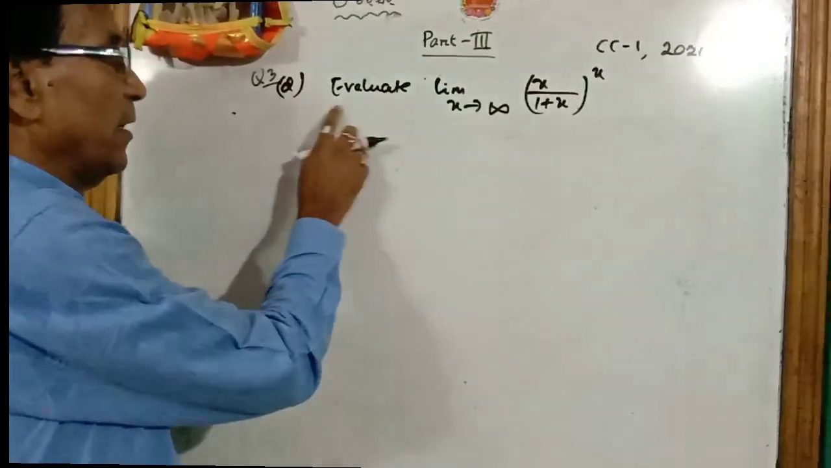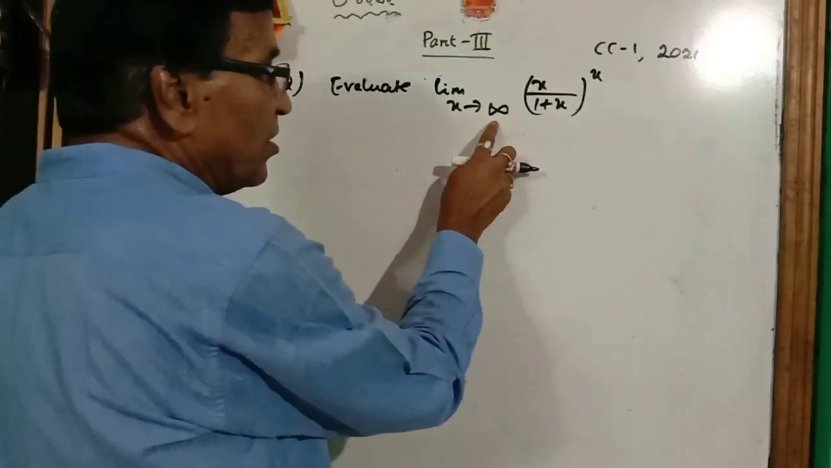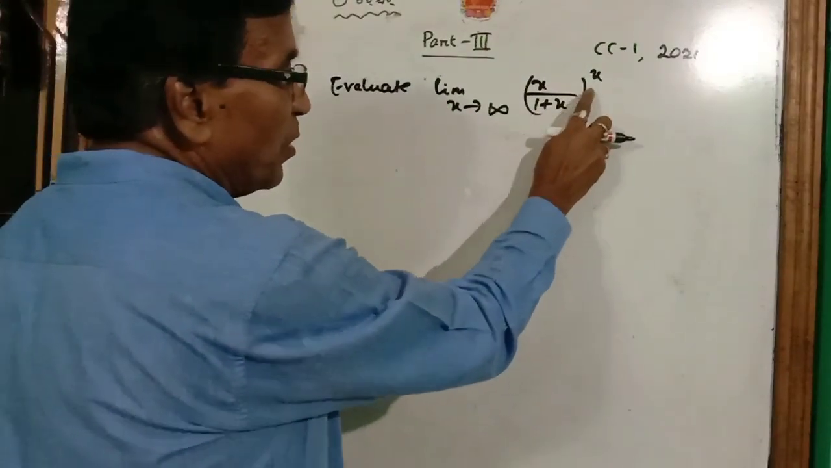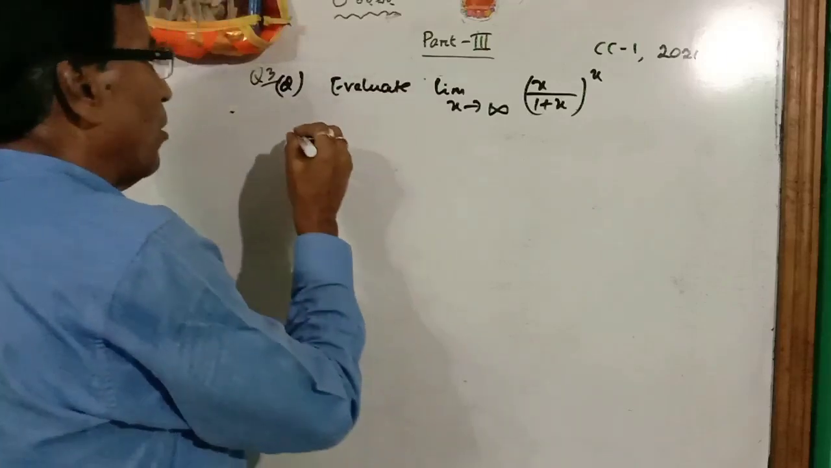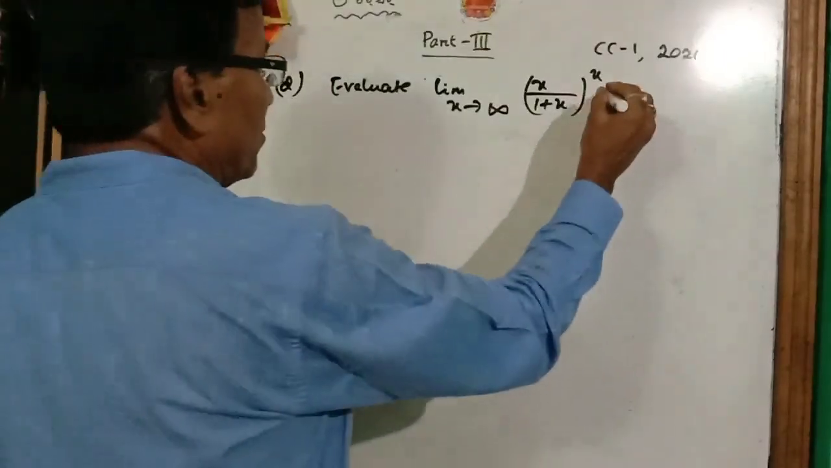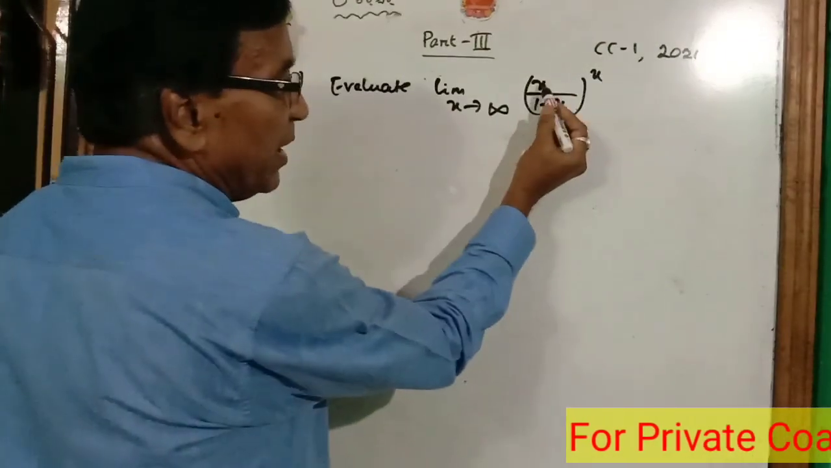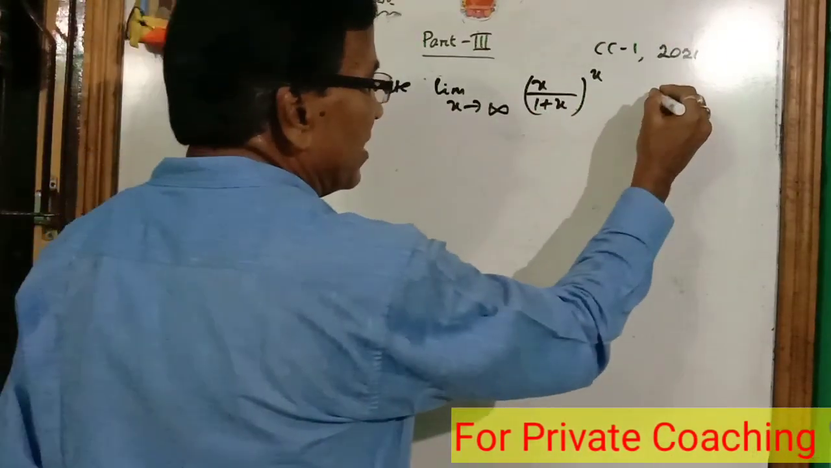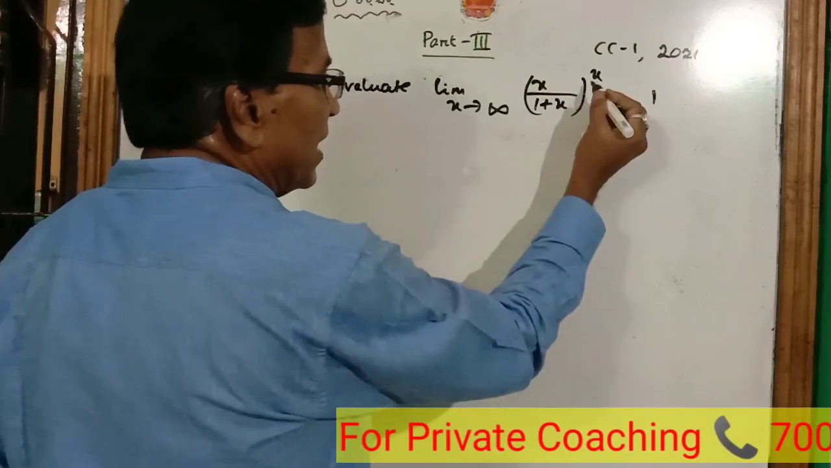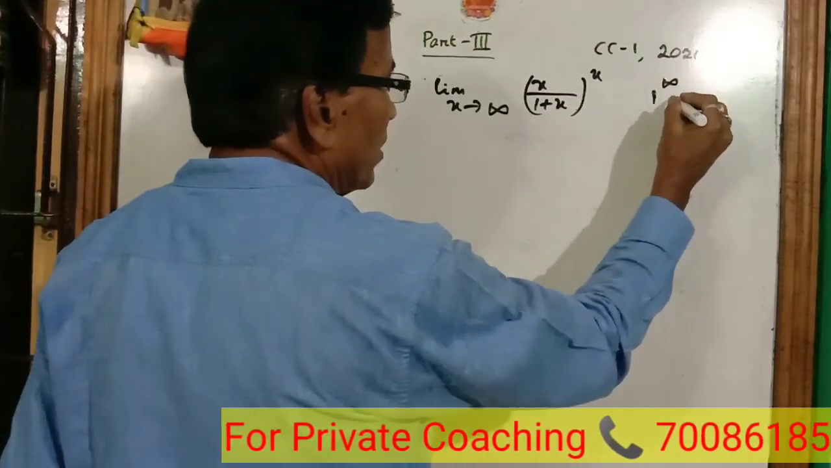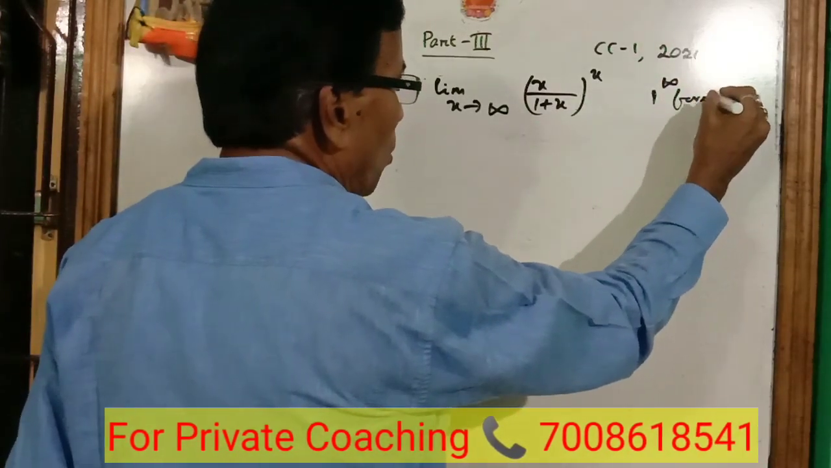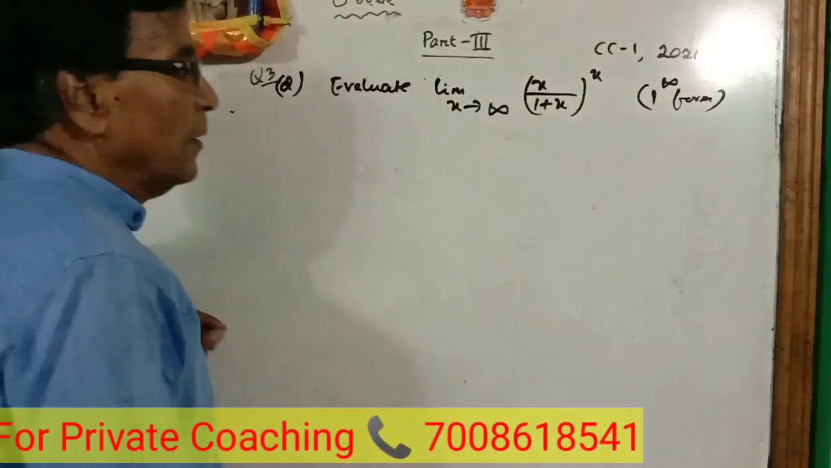In 3D, we have to evaluate the limit as x tends to infinity of (x divided by 1 plus x) whole to the power x. So how to find the limit of this? First of all, you see that when x tends to infinity, x by (1 plus x) tends to 1, and the power tends to infinity, so the limit is of the form 1 to the power infinity.